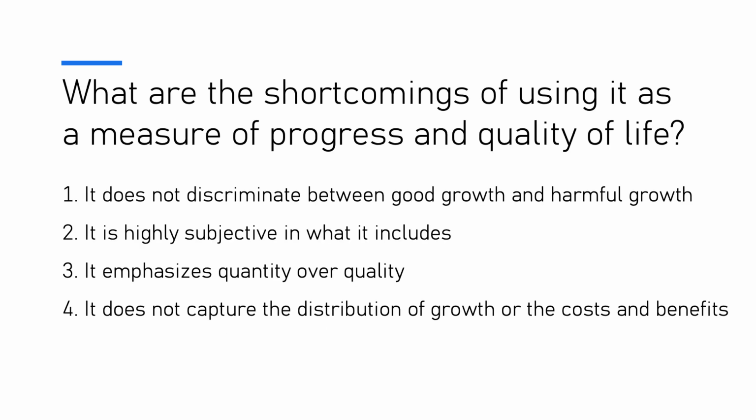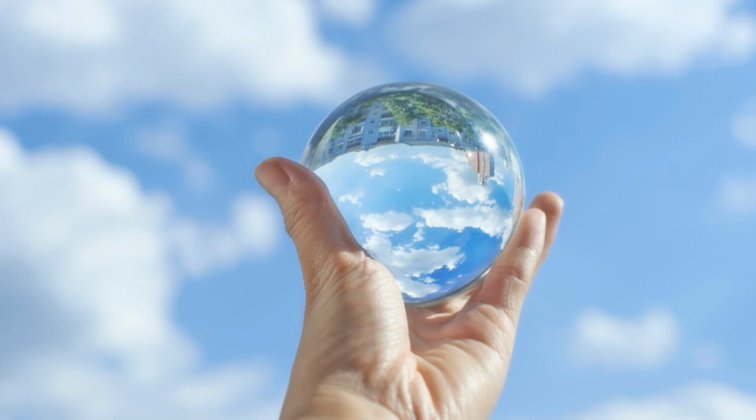1. It doesn't discriminate between good growth and harmful growth. 2. It's highly subjective in what it includes. For example, when prostitution was included in Italy's GDP, it seemingly grew overnight. 3. It emphasizes quantity over quality. If products increase in quality but not in price or units sold, then it doesn't capture the increased benefit simply because there was no monetary change. And lastly, as shown in the example before, it doesn't capture the distribution of growth and benefits.